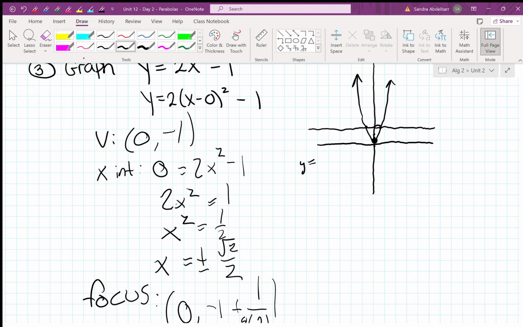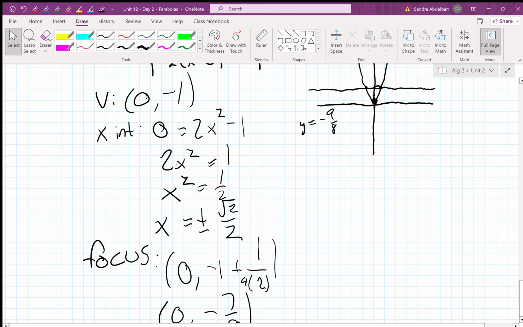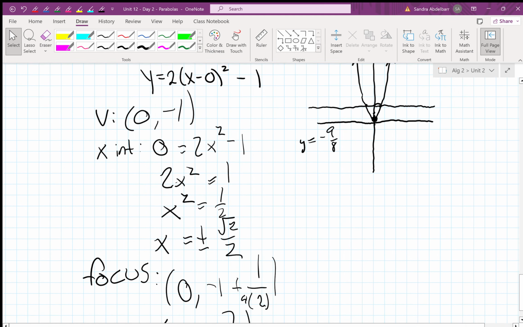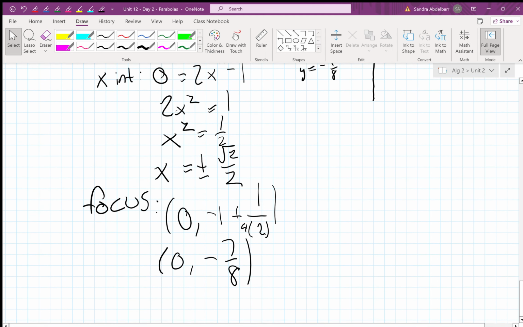Or is it x equals? No, y equals negative 9 over 8. There's just 1 over 8 less than the minus 1, and the focus is just minus 7 over 8, which is what I wrote there. And then the latus rectum is just 1 over 2. Okay, I'll write that.